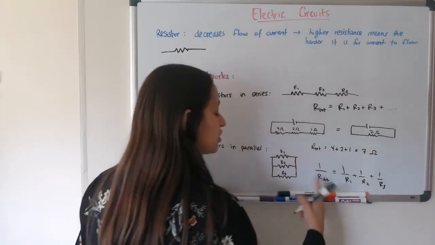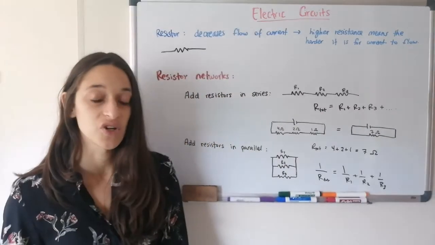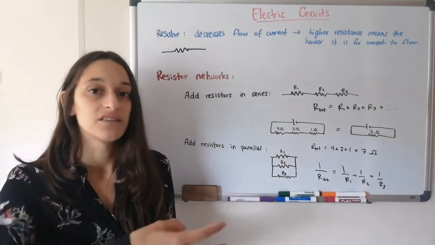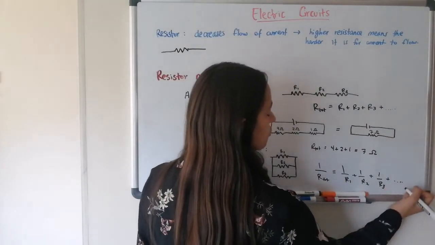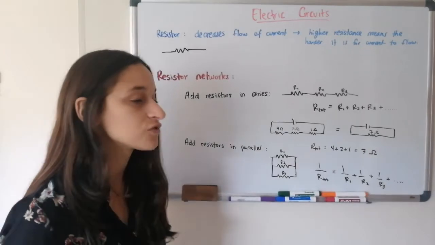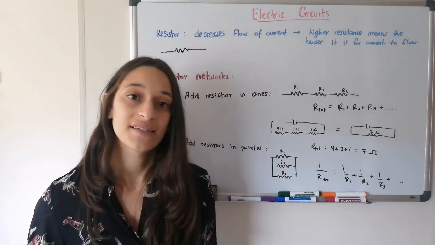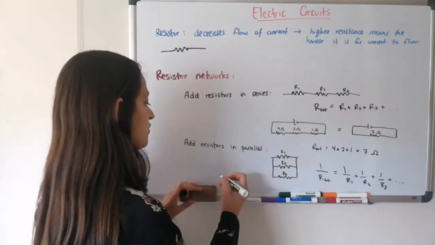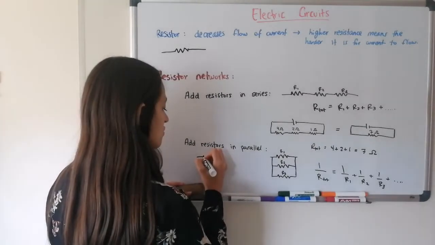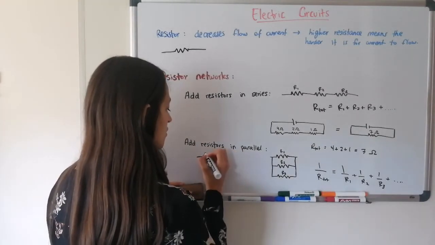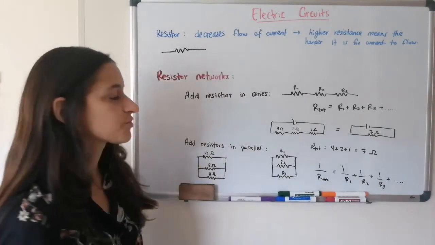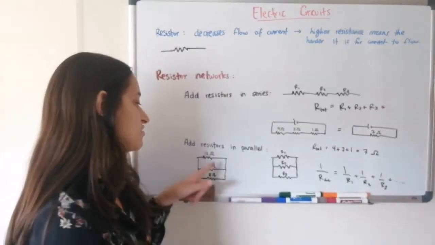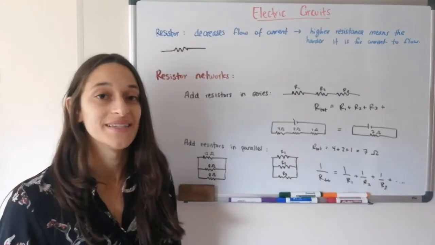So if they're in parallel, you can't add them as if they were in series. You have to add their inverses. If you have more, you can just keep adding them here. 1 over R4, 1 over R5, 1 over R6. And as an example, suppose you have these 3 resistors. One is 12, one is 8, and the other one is 8.